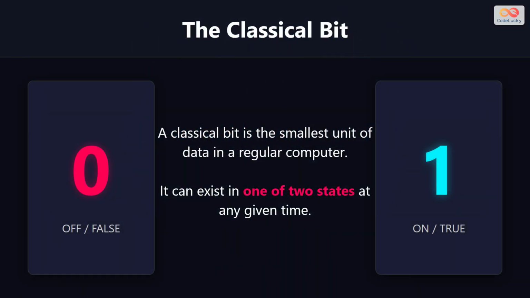To understand the quantum world, we must first look at the device you are using right now. At its very core, every piece of data, every image, and every message is made up of bits. A classical bit is binary. It is either a 0 or a 1. It is off or it is on. There is no middle ground.